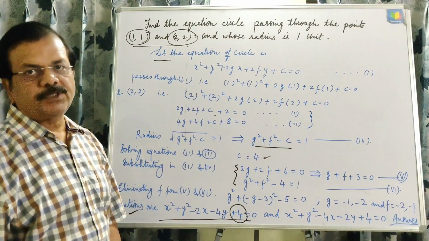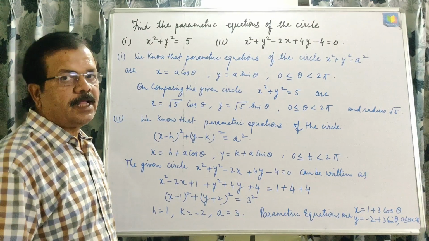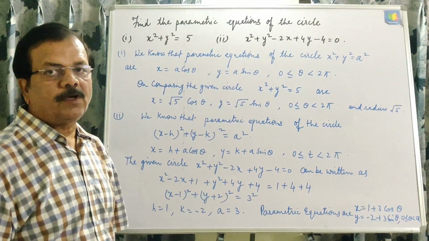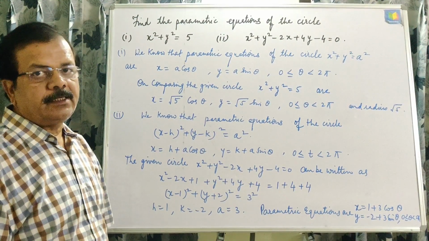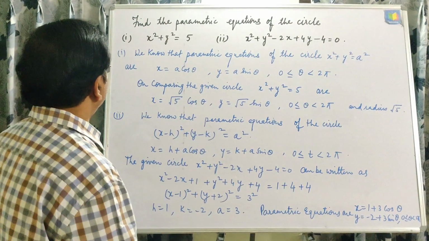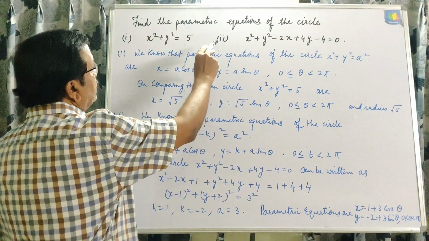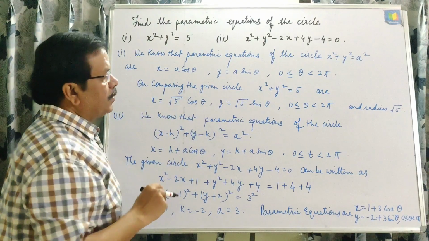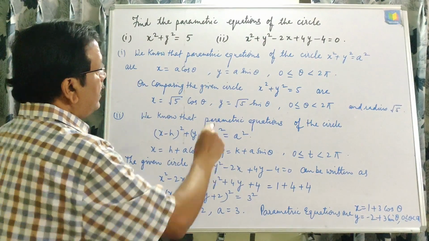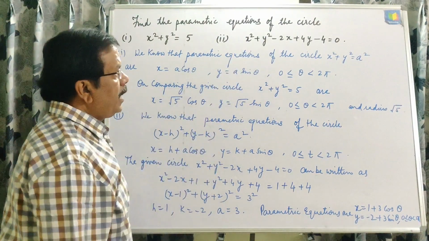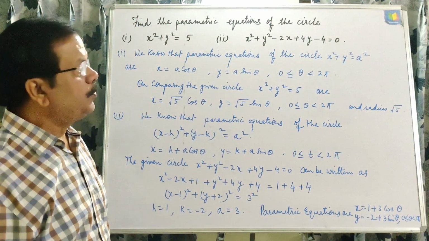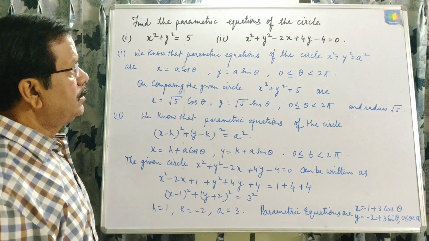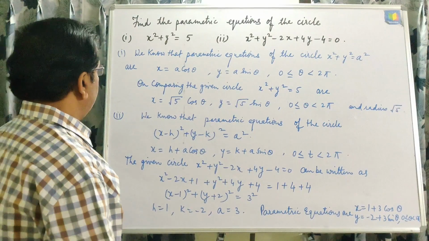Okay, now next question. This is the last form of equation of circle that is there in your course. Find the equation of circle x square plus y square is equal to 5. And next question, x square plus y square minus 2x plus 4y minus 4 is equal to 0.